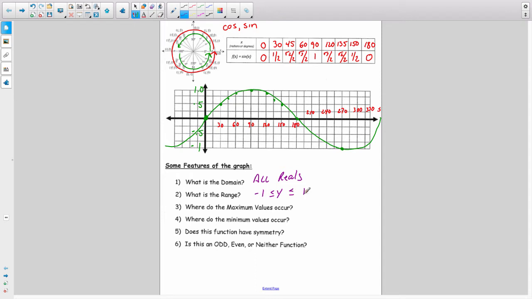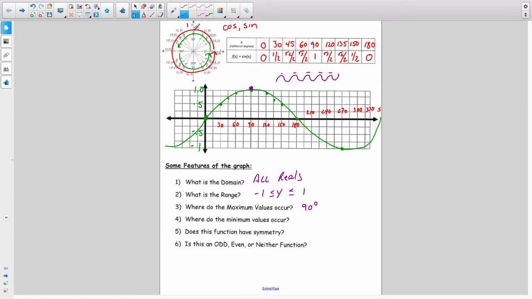Where do the maximum values occur? I see it right here. But since this repeats over and over and over again like this, you're going to get maximums constantly. And the place that you'll get maximums will be 90 degrees for sine, and then every 360 degrees after that. Because if you look at the unit circle, at 90 degrees, the sine value is 1.